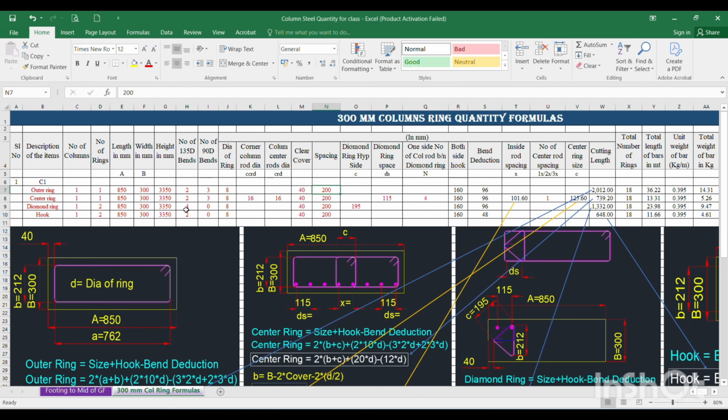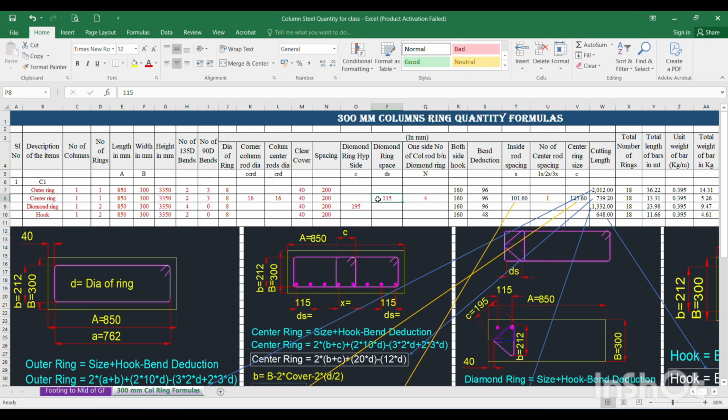And for calculation of this diamond ring, that 195 is the hypotenuse side, and the calculation for this center ring. For this diamond ring spacing, the diamond ring outer is there, no, this is the diamond ring spacing 115 mm, and this hypotenuse 195 mm. This is respectively for the diamond ring and respectively for the center ring.